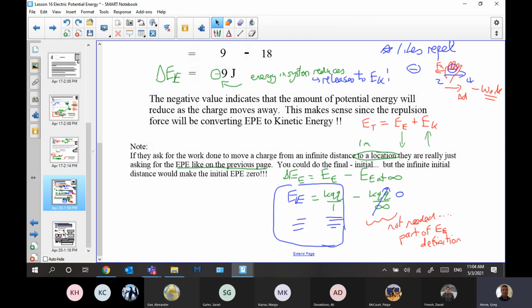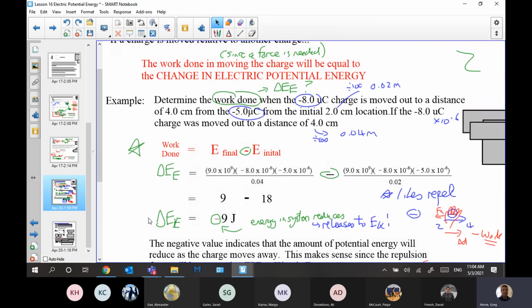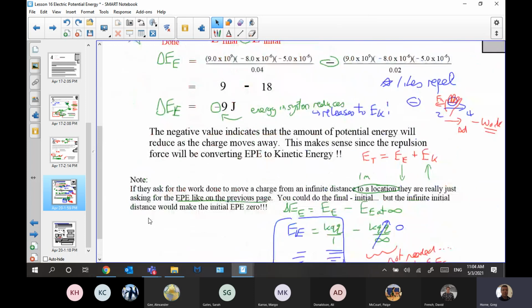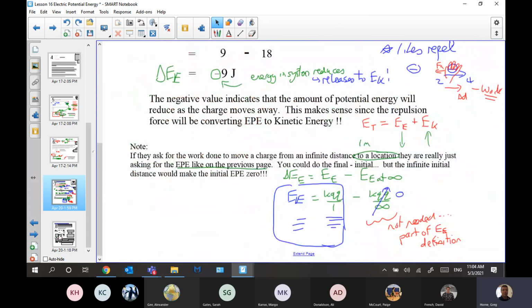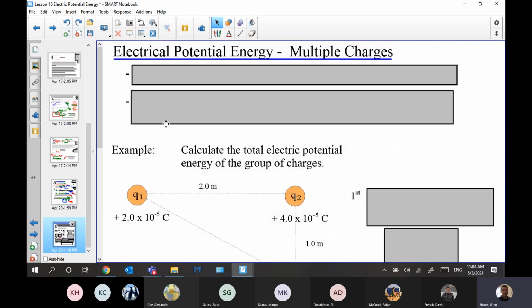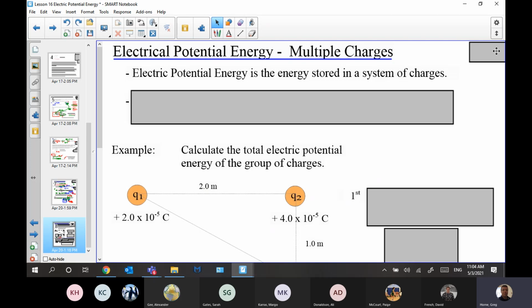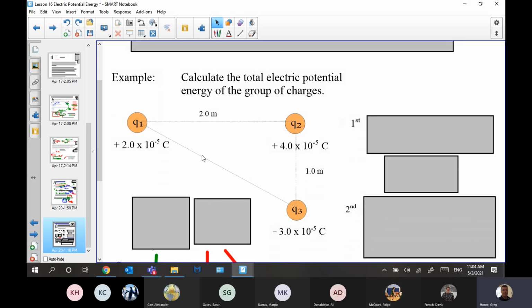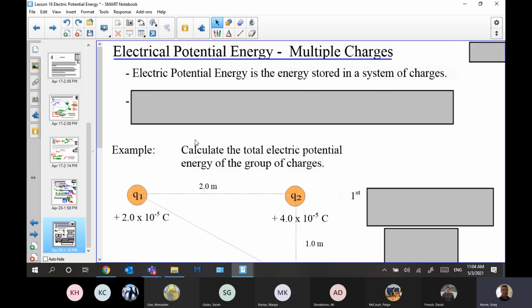Anyways, so that's electric potential energy so far. And to do work done by moving charge, you find the change in potential energy. So when you have electric potential energy with multiple charges, this is where the vector idea won't matter. We're talking about the electric potential energy stored in a system of charges. In this case, we've got 3 charges in a little right triangle situation here.